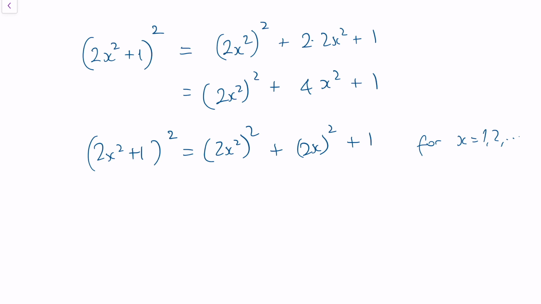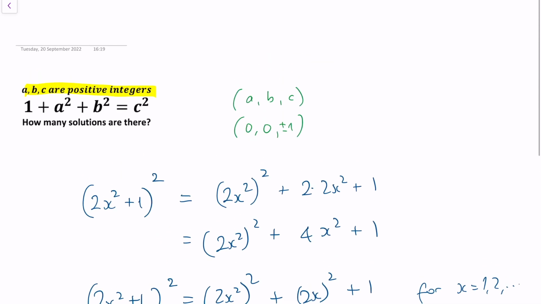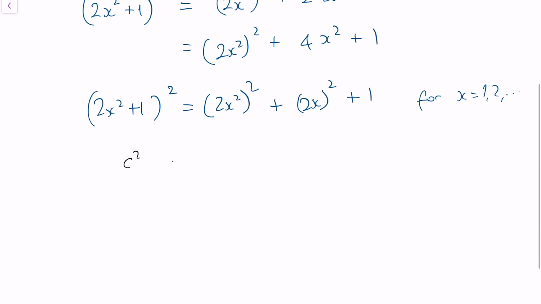We're taking x to be positive integers, right? Okay, now if we do that, then we've solved the problem, isn't it? Because the initial question was we had c squared, which is equal to a squared plus b squared plus 1, right? If I put this in brackets, that means this would be our c, this is a, and this is b, right? In other words, we have infinitely many solutions, right?